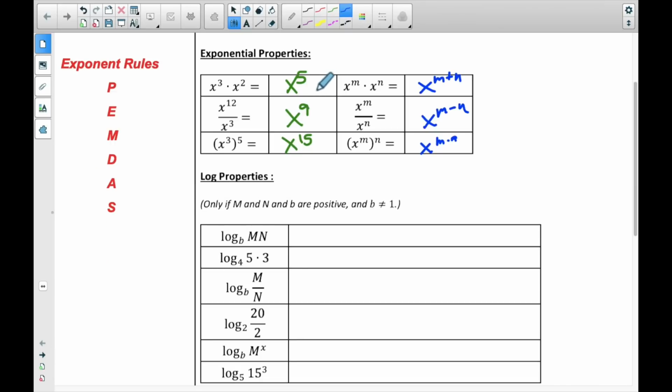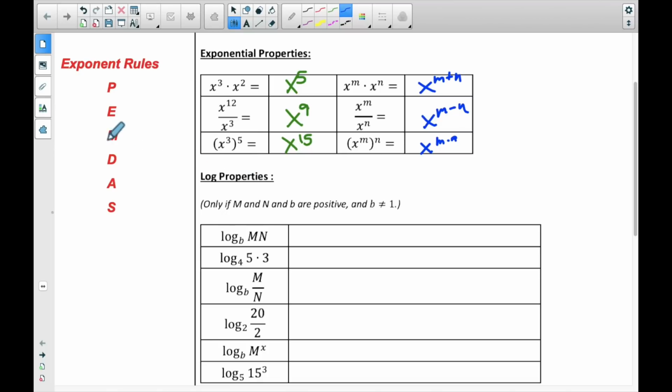Okay, what you should have gotten was x to the 5th, x to the 9th, and x to the 15th. And then over here on the right, we have the rules. And the rules are, if you're multiplying two exponents together, you add the exponents. If you're dividing, you subtract. And if you're taking a power of a power, you multiply.